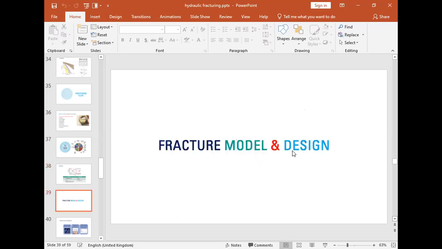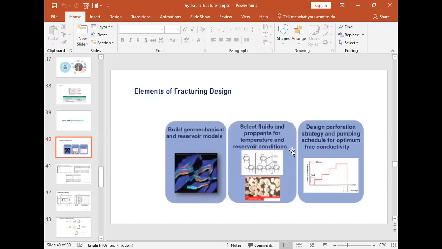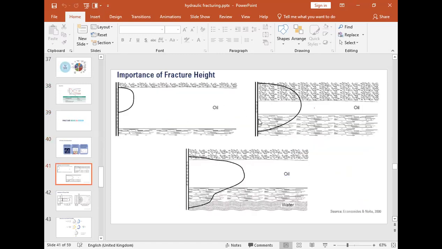So now, how do we create our fracture model? The first thing is for you to understand the geomechanical implication of that particular system. You have to ensure that your fracture is within the particular zone that you want. So this is the importance of our fracture width. If you fracture and the fracture occupies the entire reservoir, you must have penetrated into our water zone. And once you penetrate into our water zone, you will not only have oil production, but you also have water production.